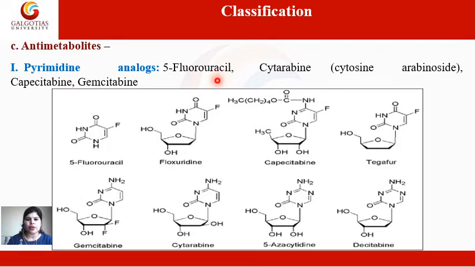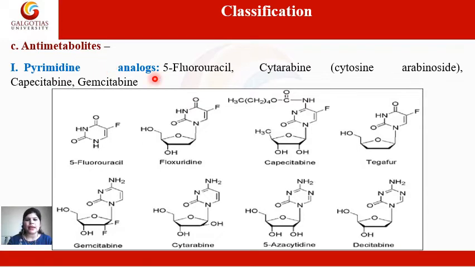After the discussion of alkylating agents and the platinum coordination complex, the third category is antimetabolites. Antimetabolites are drugs which have a structure similar to the biological precursor of the process. These antimetabolites are further categorized into three categories: pyrimidine analogs, purine analogs, and the folic acid antagonists.